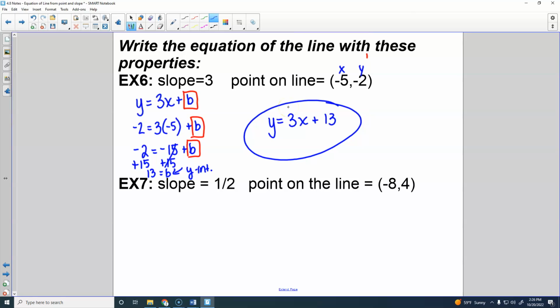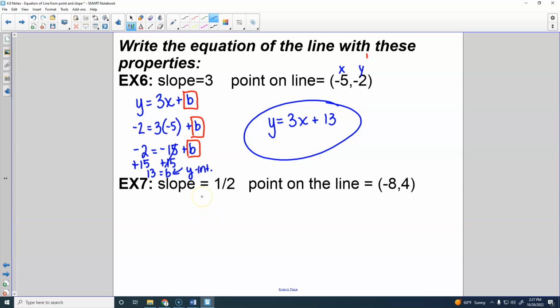Your final answer, you don't plug the -5 and the -2 into your final answer, because then you wouldn't have any variables and you wouldn't be able to graph that, right? So your final answer is not going to have that -5 and -2 in it. You have the y and the x there. -2 plus 15 is 13. Okay, questions? No. All right, let's do another one.